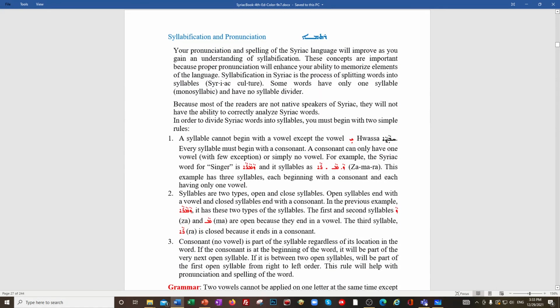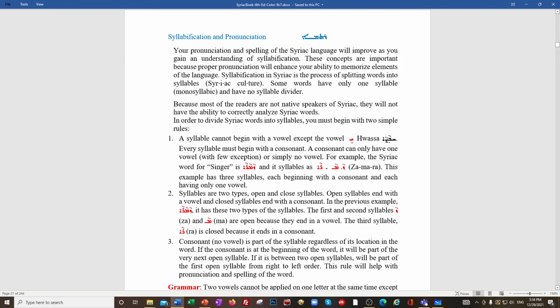The next topic, rhythma. This is going to help you a lot with reading in Syriac and spelling the word. If you control these three rules I have here, you're going to see that it's going to be easy for you to read and spell words in Syriac.